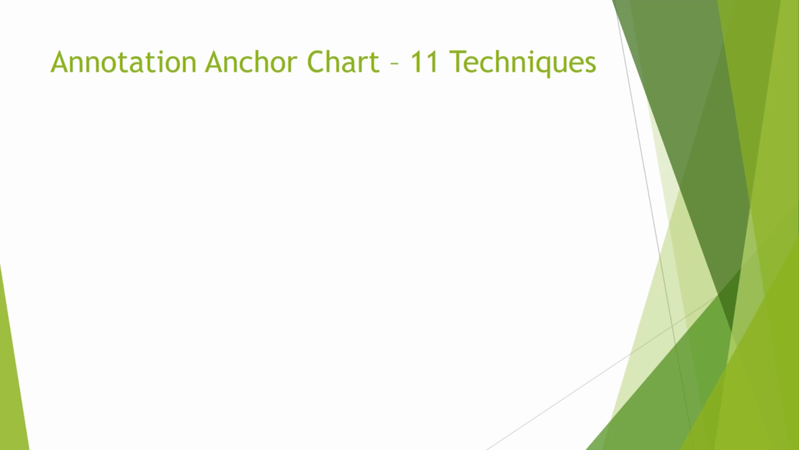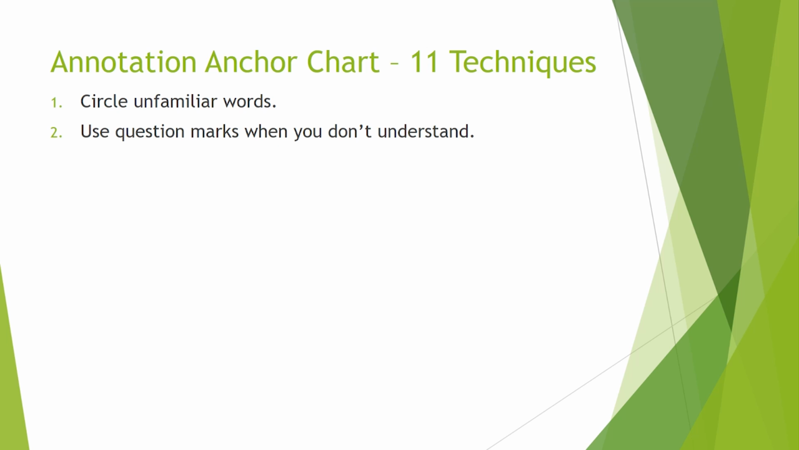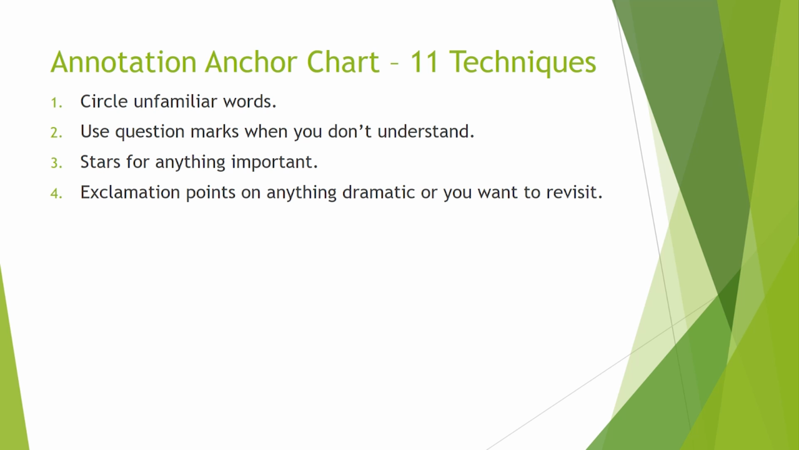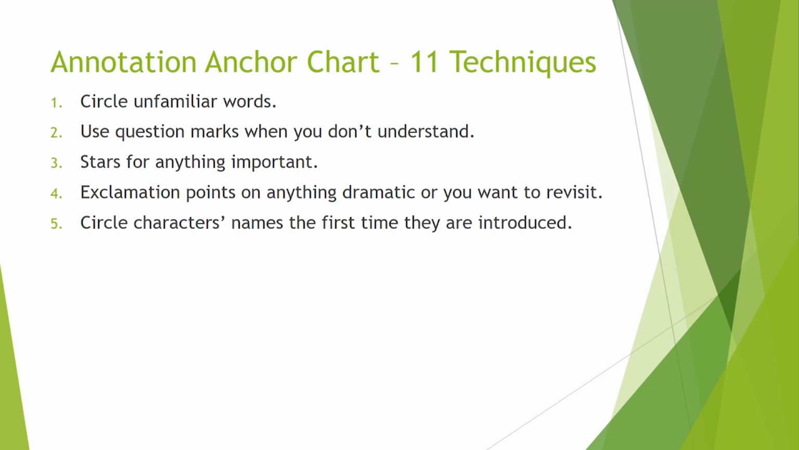Looking at the annotation anchor chart, there are 11 techniques. First, go through and circle all the unfamiliar words that you don't understand, or even if you have a questionable understanding of them. Number two, use question marks when you don't understand what the author is trying to convey. Number three, put a star by anything that you think is important. Number four, put an exclamation point on anything dramatic or that you want to revisit later on. Number five, circle characters' names the first time they're introduced.